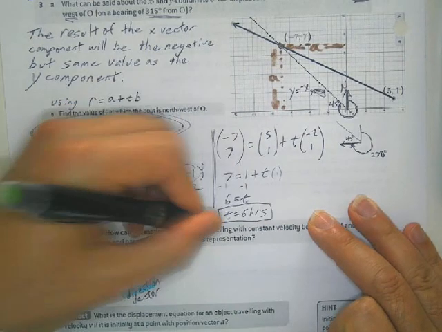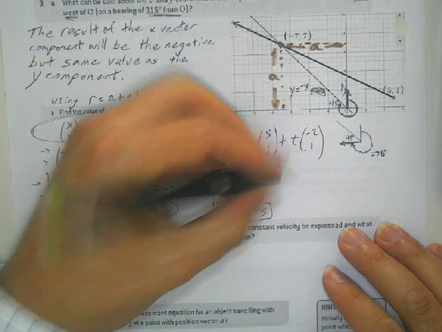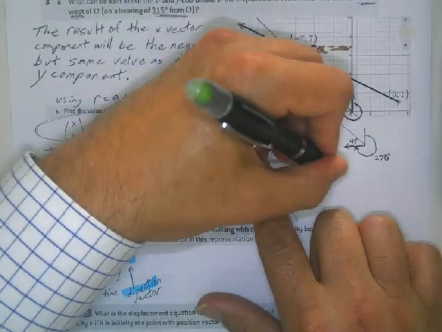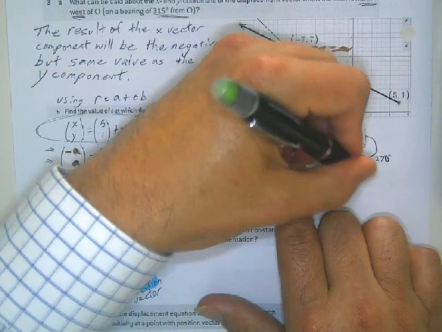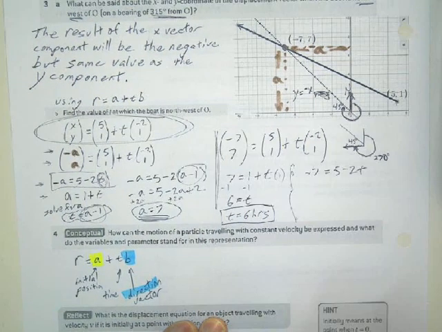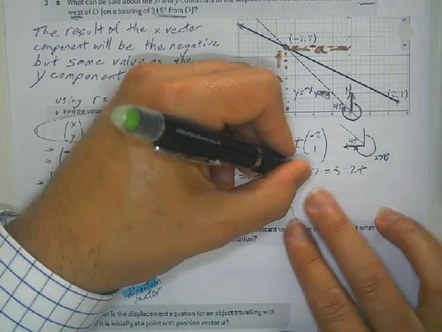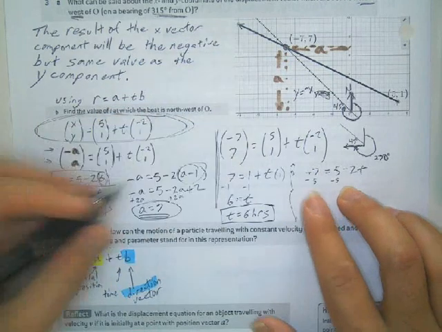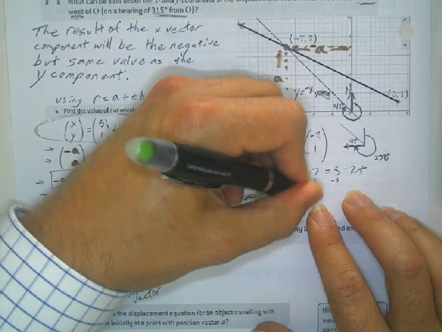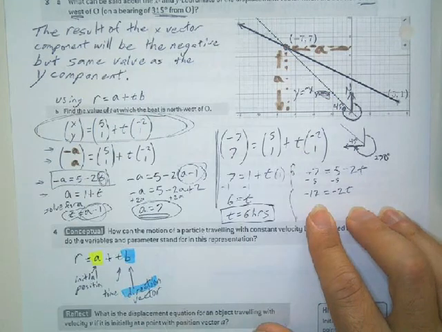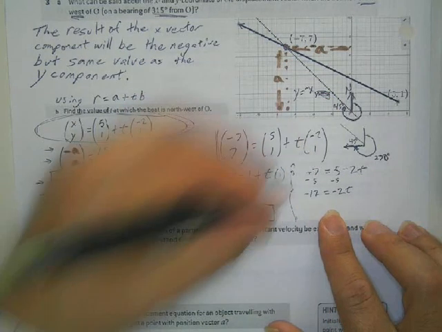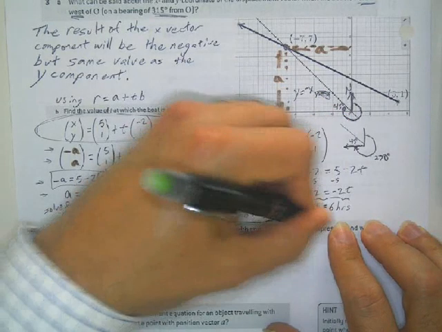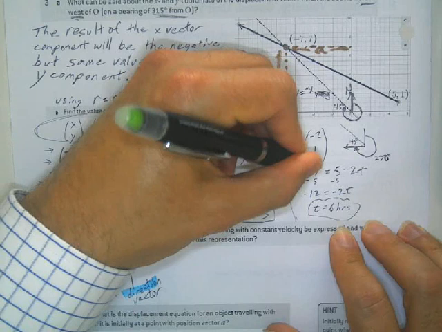I could check it with the x components too. I could have done negative 7 equals 5 minus 2t. And then I could subtract 5 on both sides, and then I would get negative 12 equals negative 2t. And then I divide both sides by negative 2, and I get t equals 6 hours. So that's an alternate check. Okay.